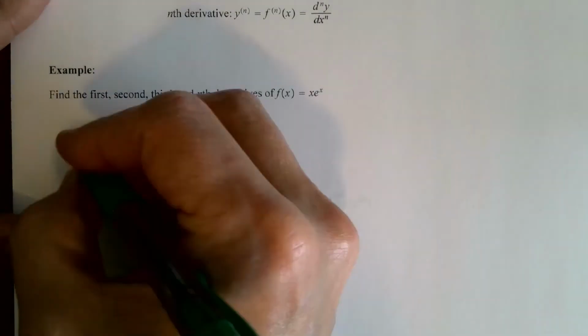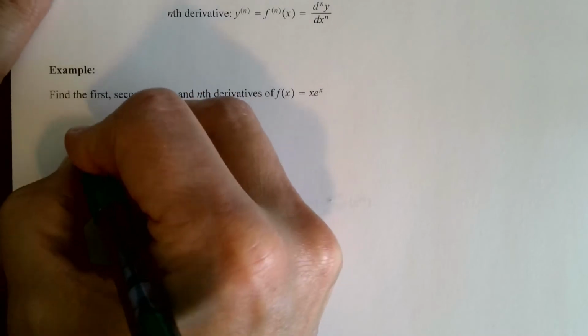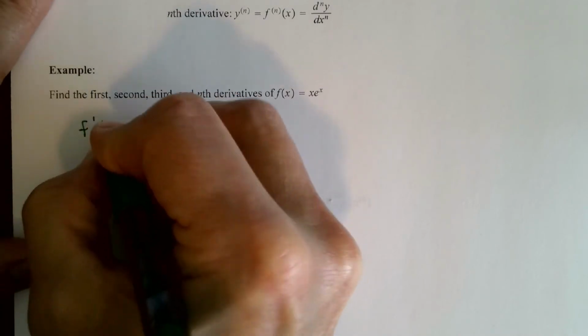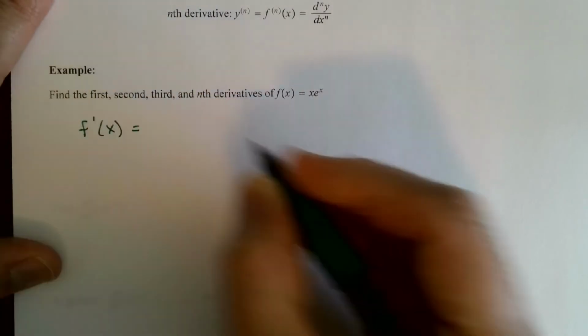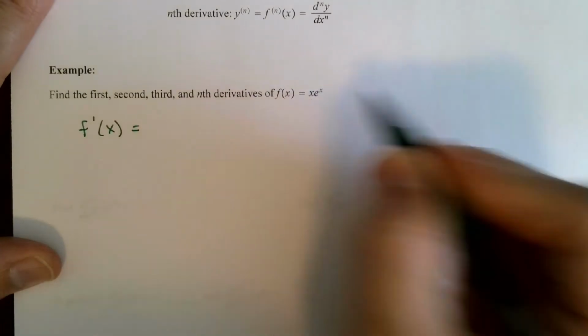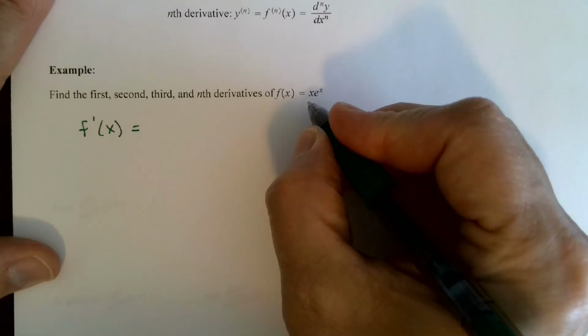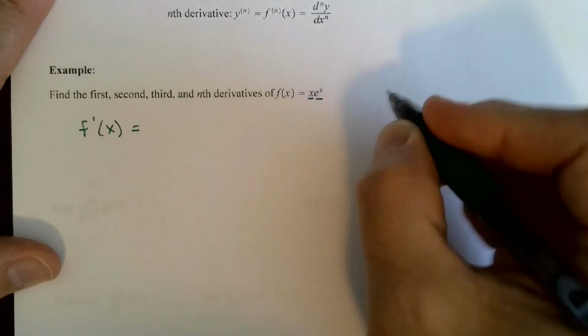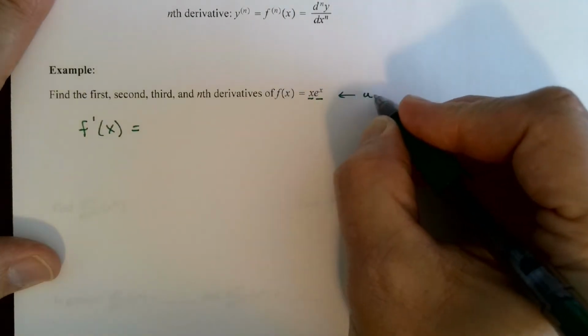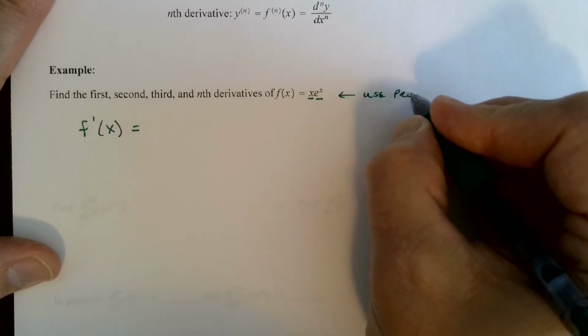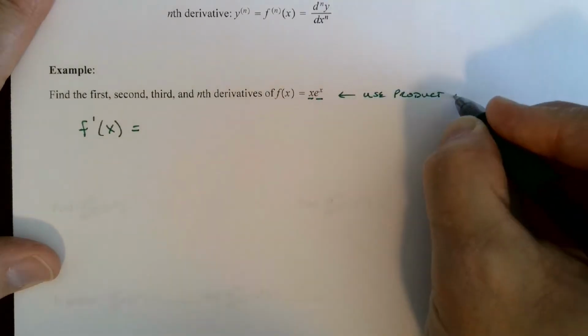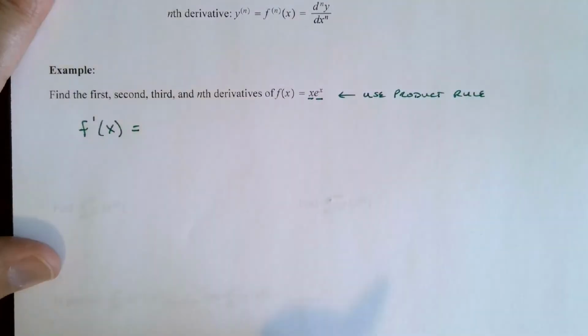Okay, so let's start with the first derivative, which is f prime of x. Now, how would I take the derivative of this function? What rule would I have to use? x times e to the x. I have to use the product rule. And we looked at the product rule in the last set of lectures.